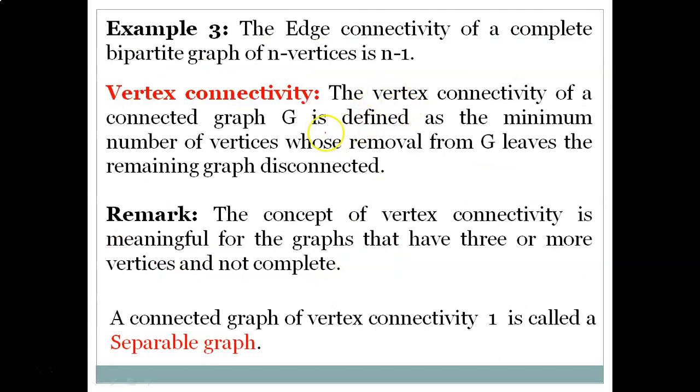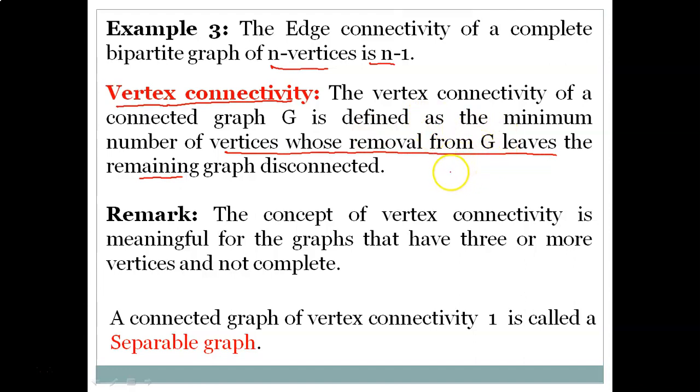Then the edge connectivity of a complete bipartite graph of n vertices is n minus 1. Then the vertex connectivity. The vertex connectivity of a connected graph G is defined as the minimum number of vertices whose removal from G leaves the remaining graph disconnected.